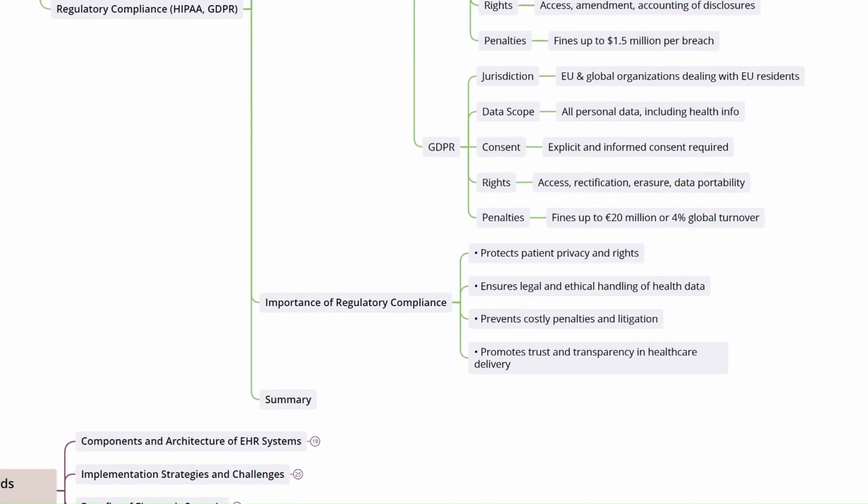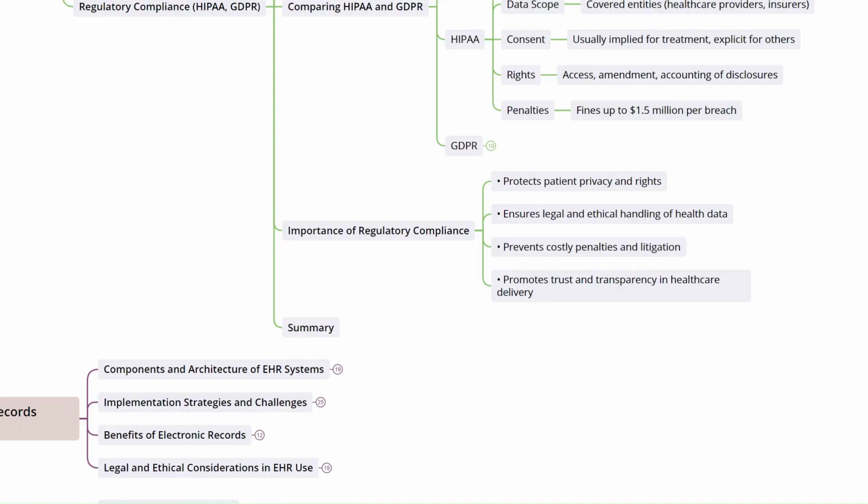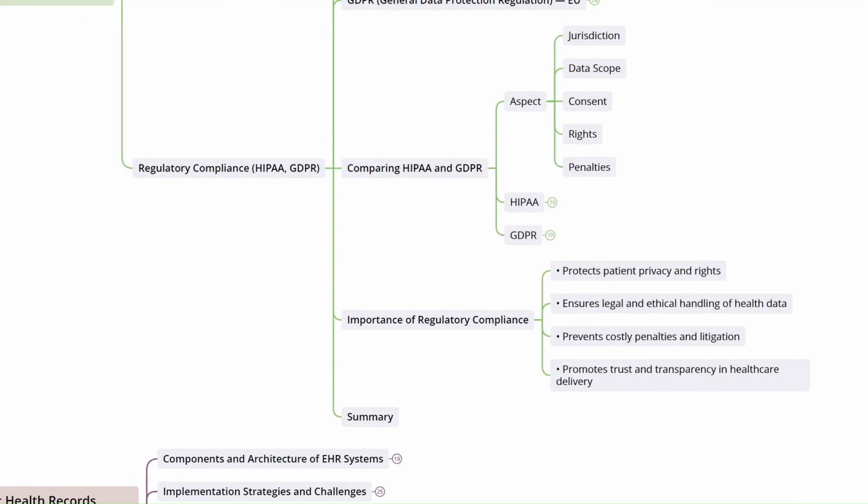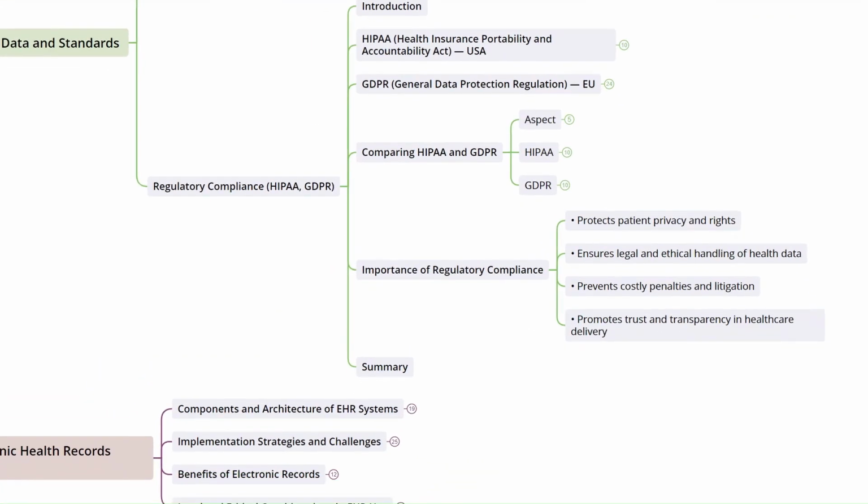Next, importance of regulatory compliance. To protect patients' privacy and rights, to ensure legal and ethical handling of health data. It prevents costly penalties and litigations, promotes trust and transparency in healthcare delivery.